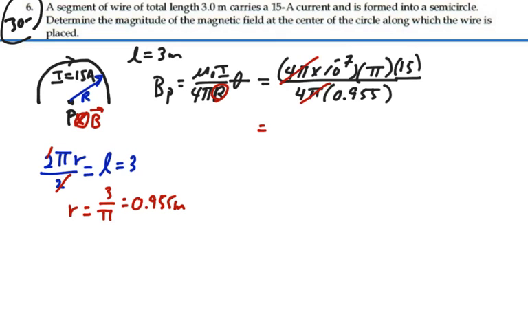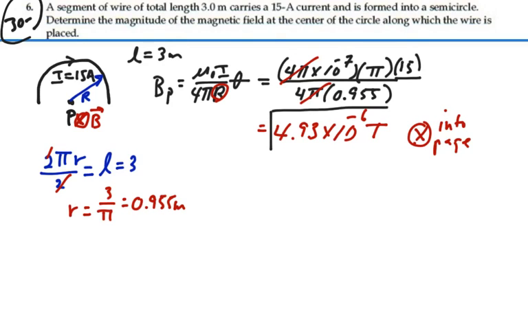Let's see. I got 4.93 times 10 to the minus 6 Tesla, and as we've drawn it, it would be into the page, and that is our answer. 4.93 times 10 to the minus 6 Tesla.